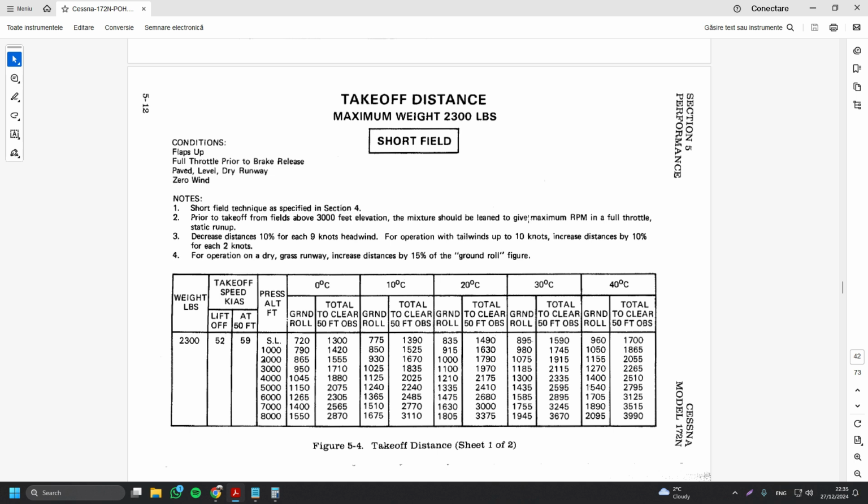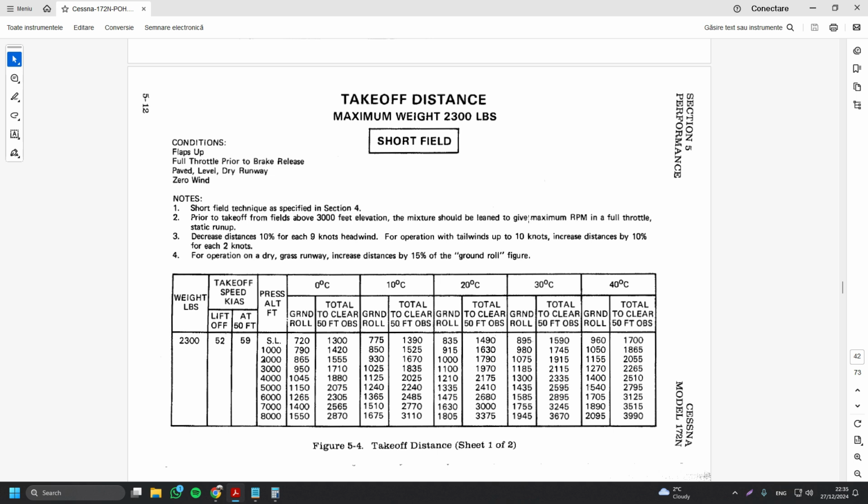Today I will show you how you can calculate the takeoff distance using the POH of a Cessna 172. I will explain how you can read these tables and how you can calculate it based on various conditions like the wind and the temperature. So let's start. I will link the POH in the description if you want to use it.